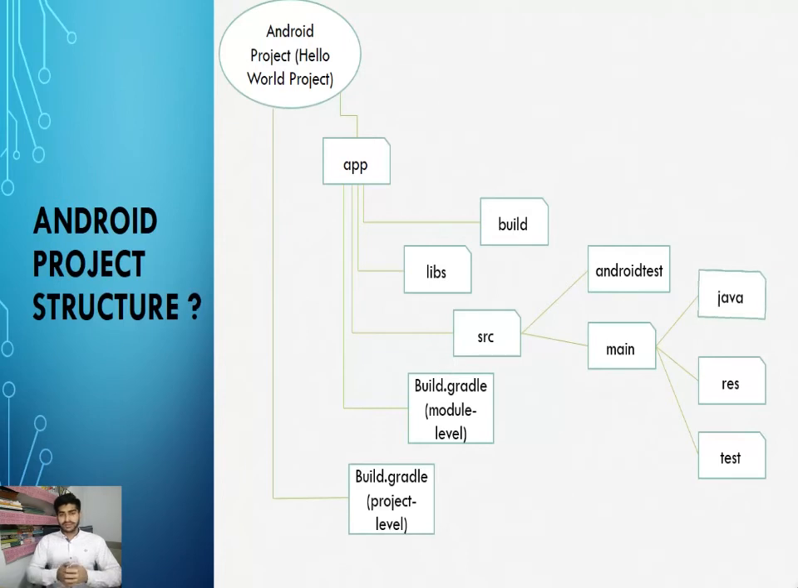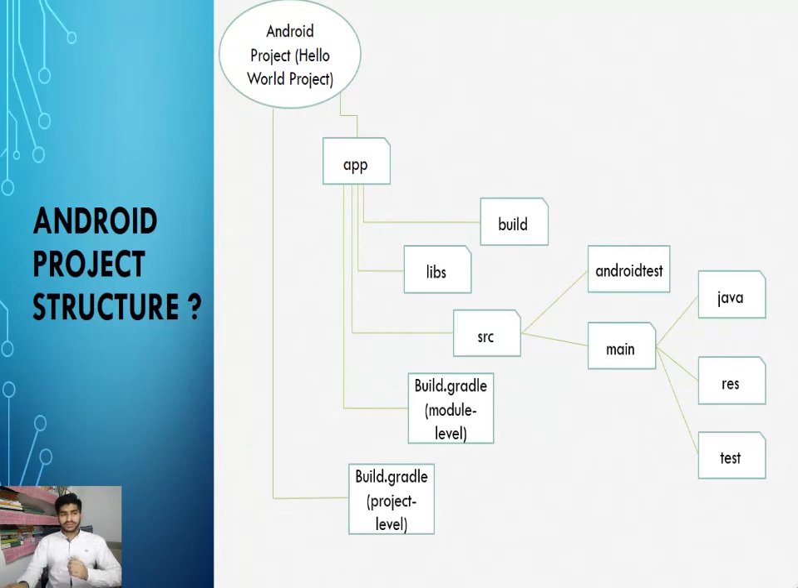Next one is the java directory. Basically, the java directory is a subdirectory of the main directory. It contains Java-related things like classes, interfaces, etc. Next one is the res directory. The res directory is also a subdirectory of the main directory. It contains resources like string resources, color resources, animations, drawables, and layouts. All resources of your app are in the res directory.